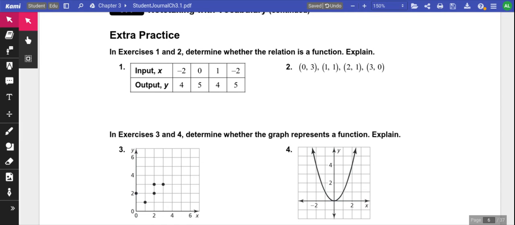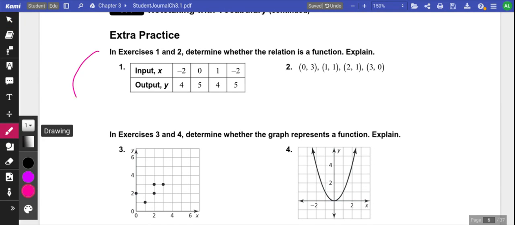So first off, in these examples, it wants us to decide, is this a function? It's a relation because it's a relationship between an input and an output, but is it an actual function? Okay, so I've got this input and output here. -2 goes to 4. 0 goes to 5. 1 goes to 4. And -2 goes to 5.